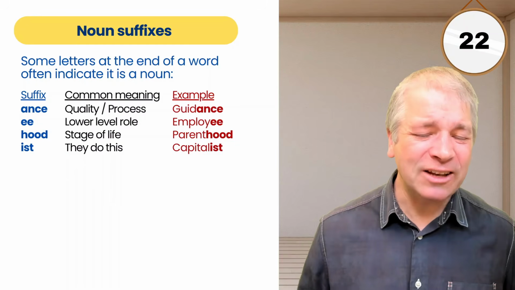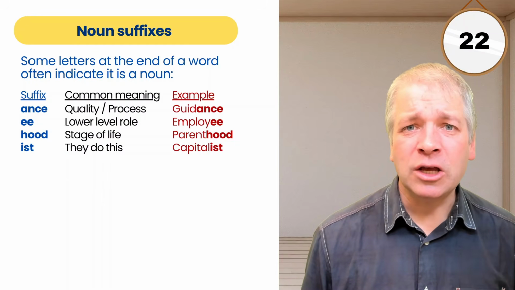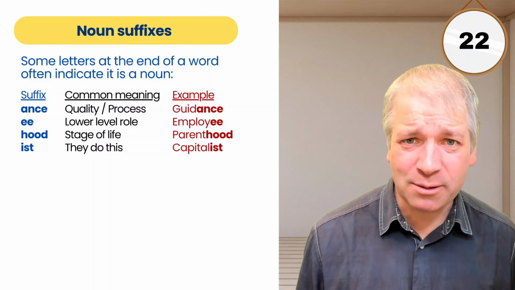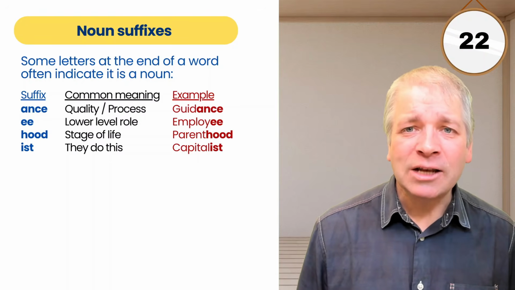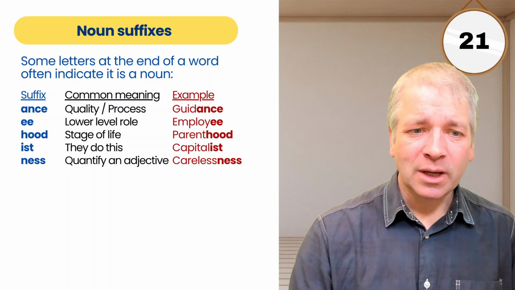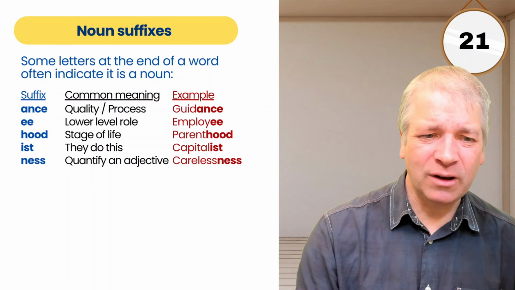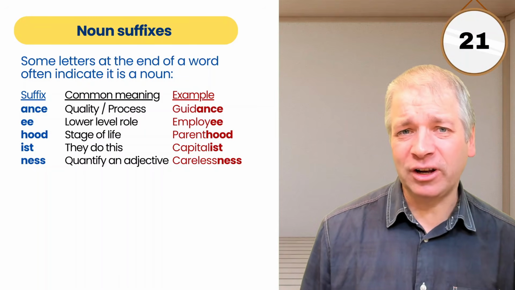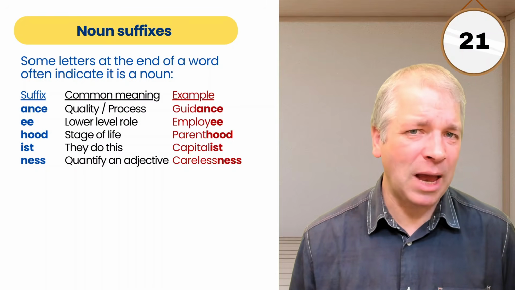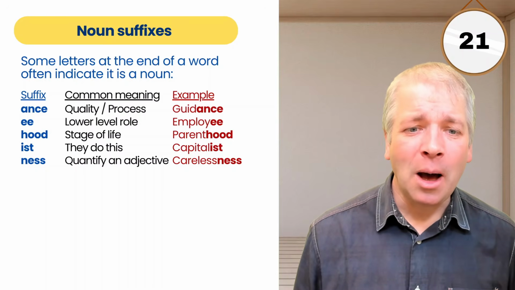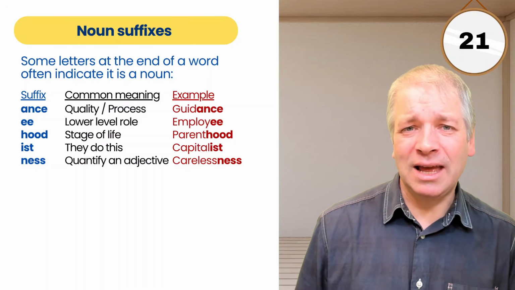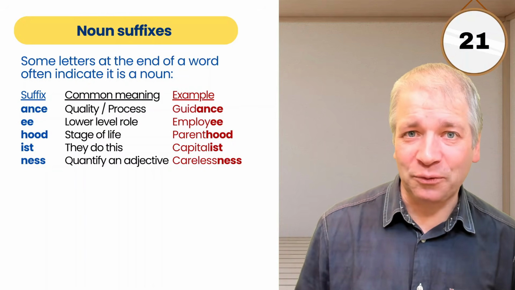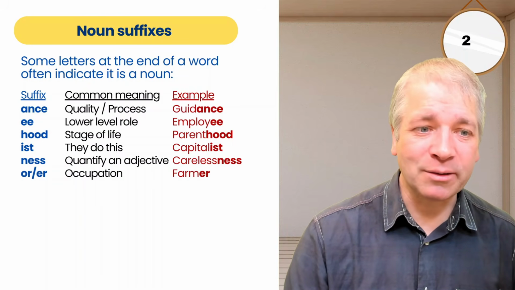IST basically means they do this. If you're a capitalist, then you are someone who believes in a certain economic system, which we describe as capitalism, and you do it as well. If you add ness to the end of an adjective, this is simply to quantify the adjective. So careless is an adjective, meaning that you don't pay particular care for something. But ness turns it into this noun form. It turns the adjective into a noun by saying the subject of careless or being careless.